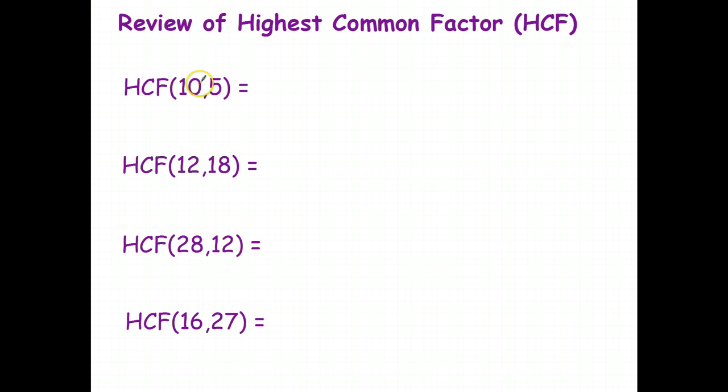Now, the easiest way to do this, well, sometimes you can just see the answer because you know your numbers and factors very well. But if you're not sure, my suggestion is start with the smallest number and find the factors of that, and then check to see if those numbers are also a factor of the other number. So in this case, I'm going to start with saying factors of 5 are 5 and 1, and choose the largest of those, 5. Yes, 5 is also a factor of 10, so therefore 5 is the highest common factor.